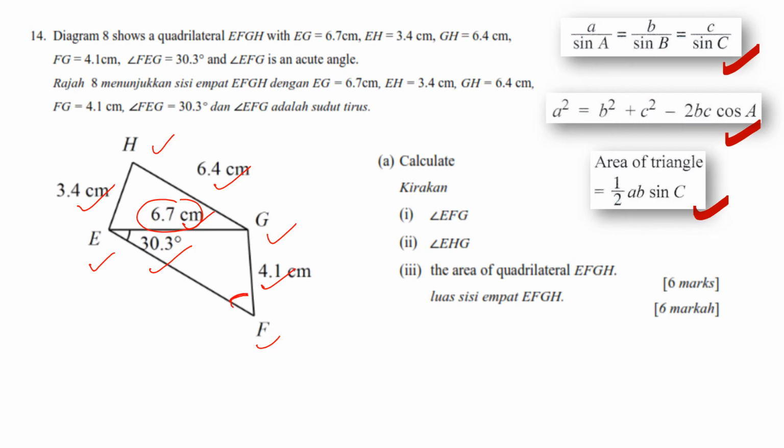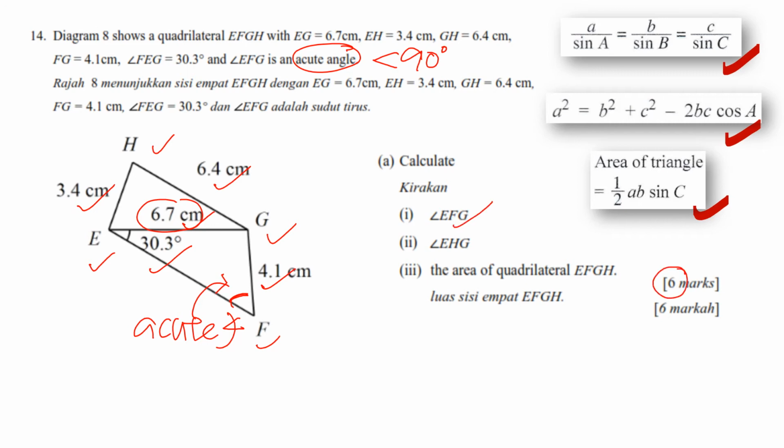This angle is acute. Acute angle means what? Yes, acute angle means that your angle should be less than 90 degrees. So in your calculation, if you get your angle by using the formula to be more than 90, then you should use the idea of supplementary angle to get the acute angle, right? Okay, so now we go to the question, 6 marks here.